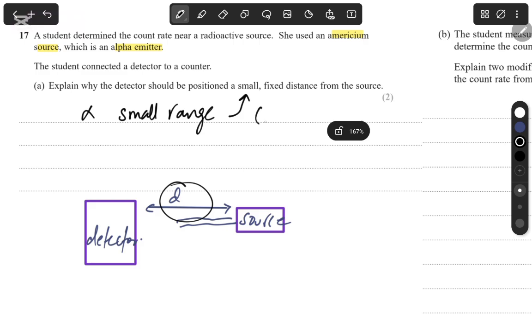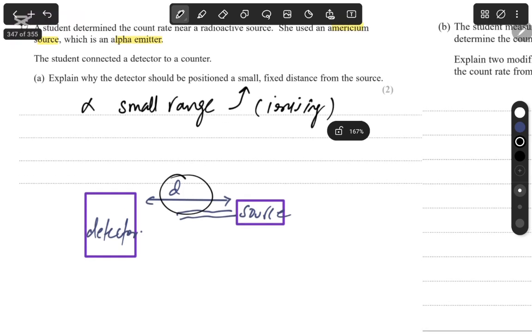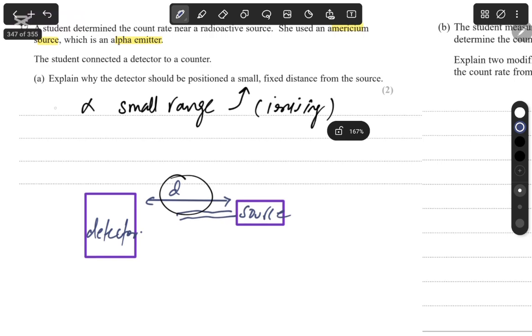And the reason actually comes from their ionizing power. They have a lot of ionizing ability, the highest one. Because of that, they lose their kinetic energy very quickly. Okay, so that's the first thing. So you get 1 point for this.